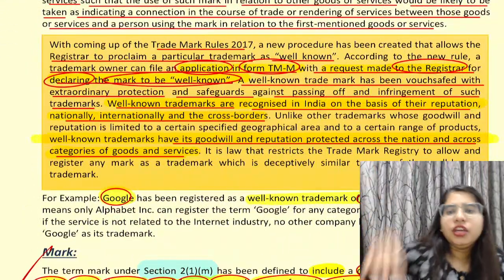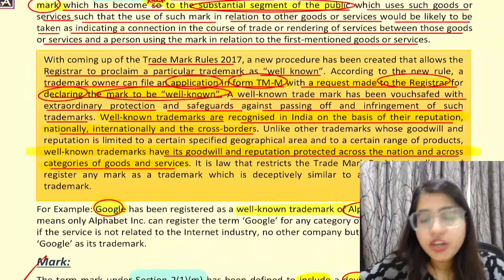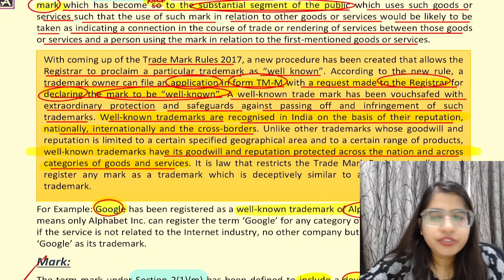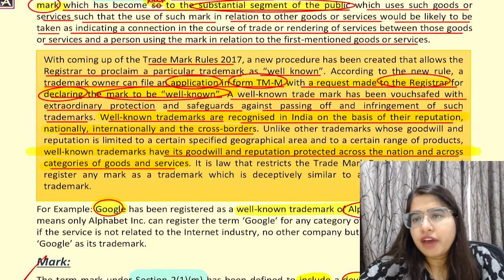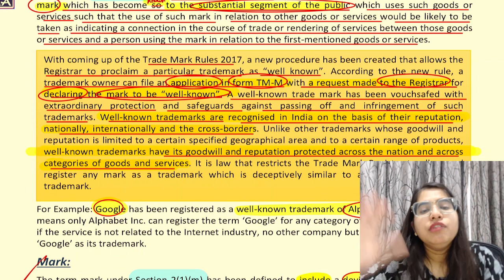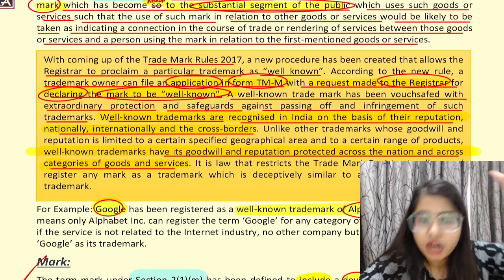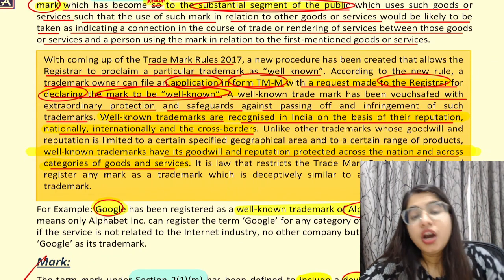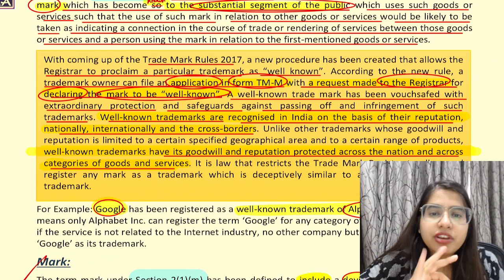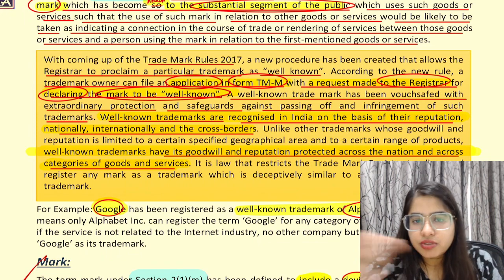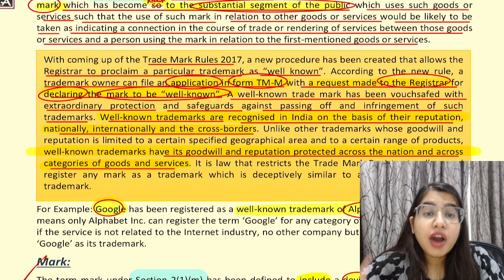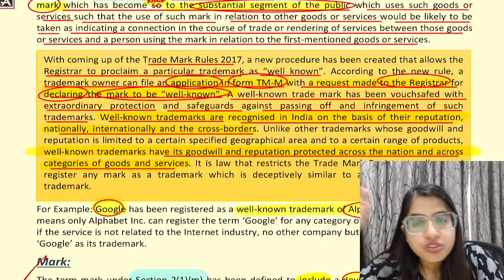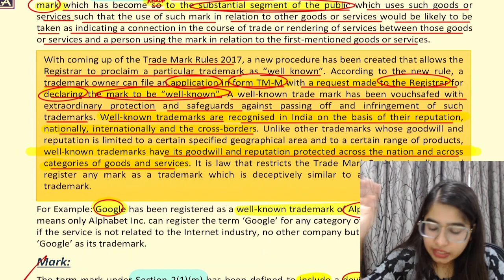Now if you want to register a well-known trademark, then you have to apply to the registrar. For trademark registration in India we have a registrar. Under the Controller General of Patents, Designs and Trademarks there is a trademark registry, that is the Indian Trademark Registry. There is a trademark registrar, who registers the trademark on your behalf. Are you clear with this? So my dear, here one point is given.